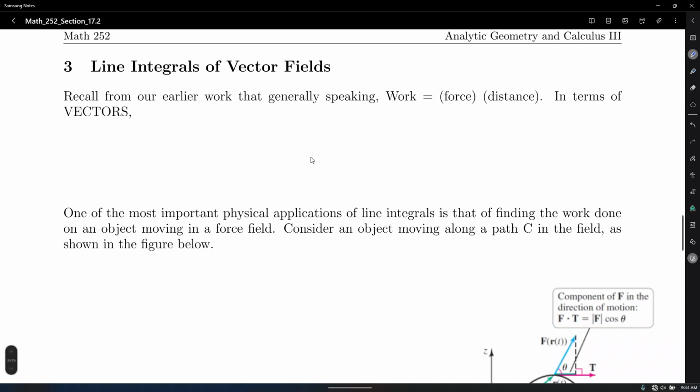So again, this is the force vector. This is the distance vector. And there's some angle in between. Unless we're pushing an object in the same direction as the distance, that's just the multiplication of the two numbers. But otherwise, the actual work will be simply a projection, a shadow of the force onto the distance vector.